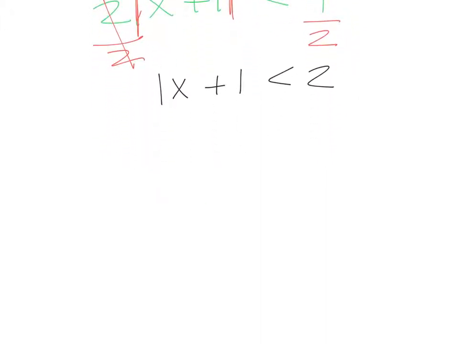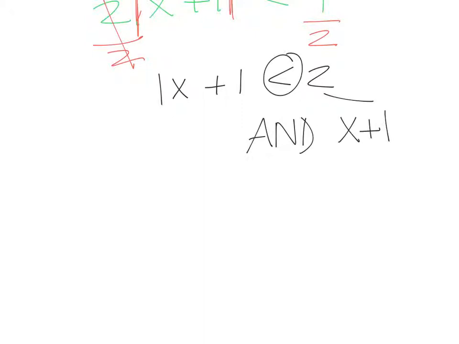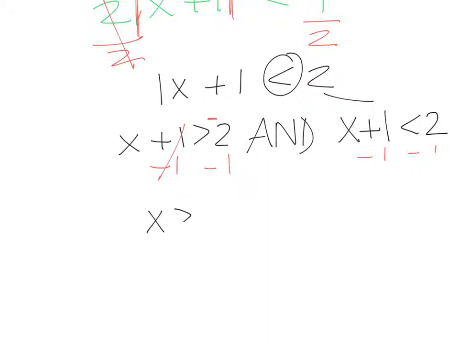Now that our absolute value is alone, we need to decide if this is an and or an or problem. This is an and problem, so now we can break it out of jail. X plus 1 is smaller than 2. X plus 1 is greater than negative 2. Now we can solve each side of the equation by doing a minus 1. X is greater than negative 3, and x is smaller than 1.